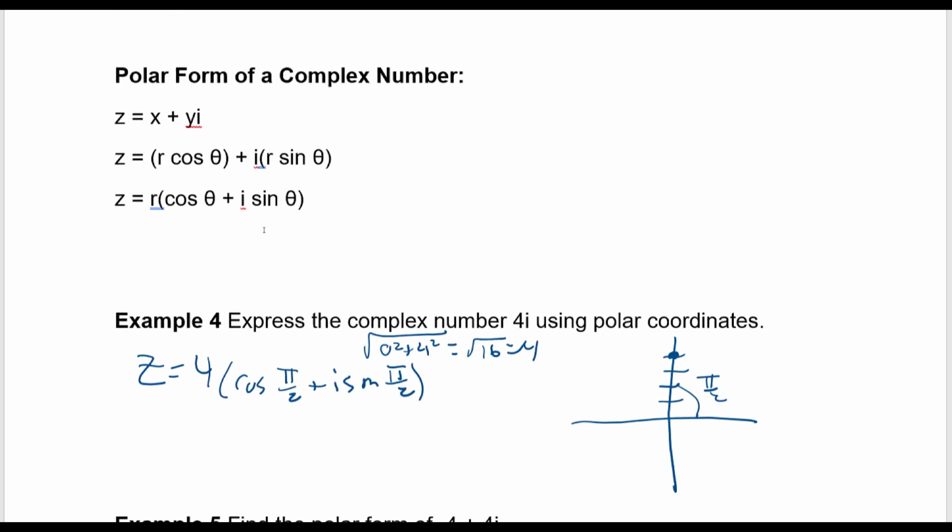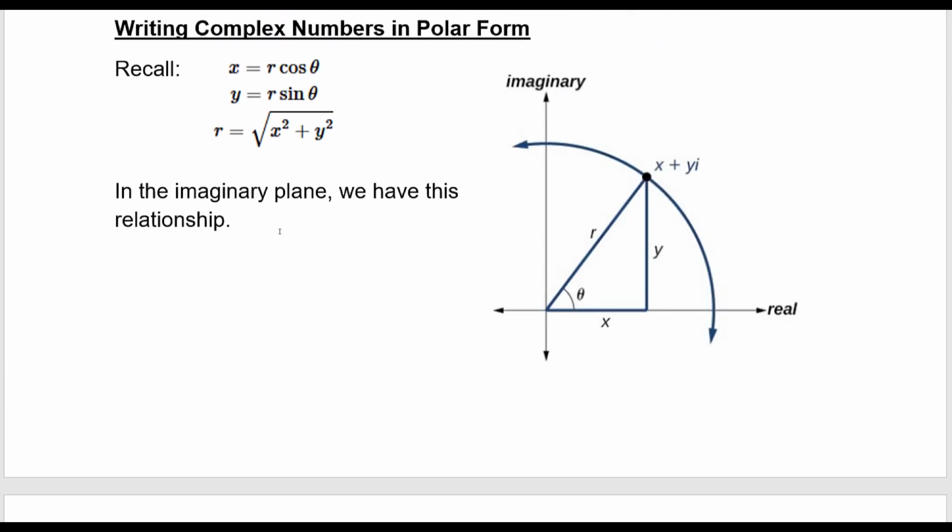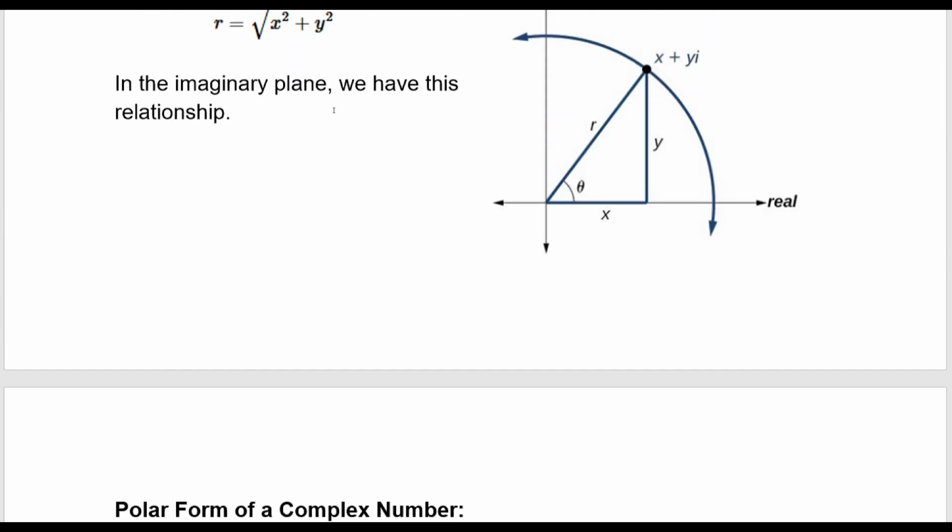The other thing we could look at, if it wasn't one of the standard angles that we know about, we could go off the basis that tangent of theta is y over x. So theta would be tangent inverse of y over x. We didn't need to worry about that in this case, but that's an option.